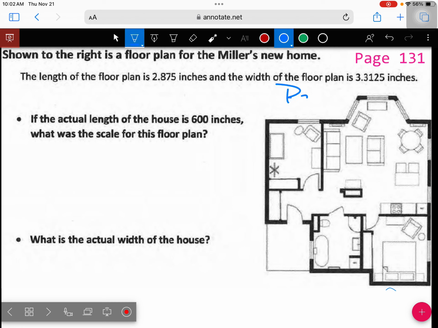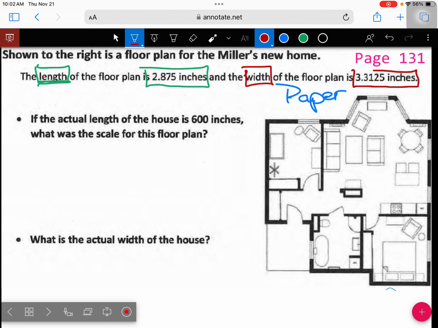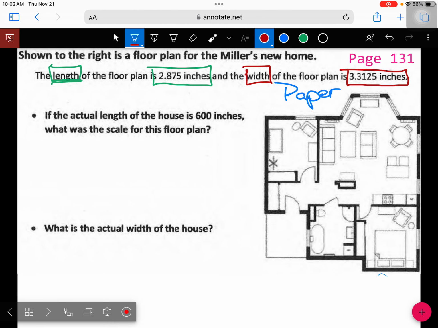What is on paper is this floor plan. Okay, and it says that it is 2.875 inches. That's the length. 2.875 inches, and the width is going to be 3.3125 inches. Okay, this is all on paper.